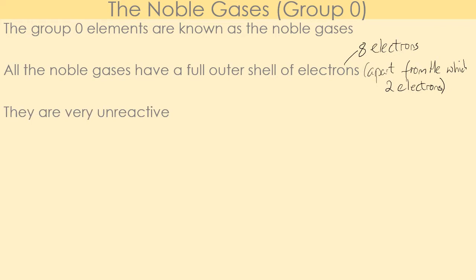Our noble gases are very unreactive. That is because they don't need to lose or gain. So they won't lose or gain electrons. And they don't need to share electrons. So they are very unreactive.